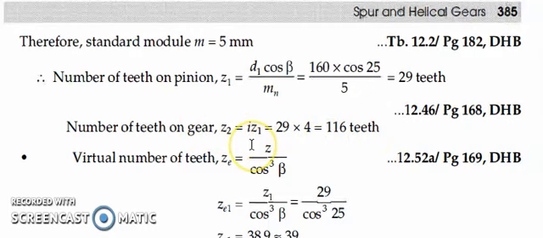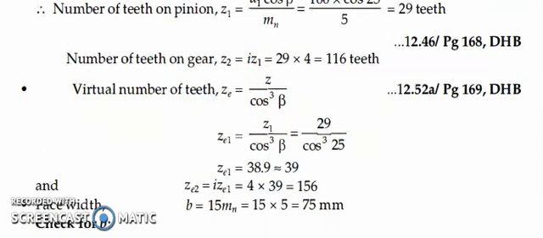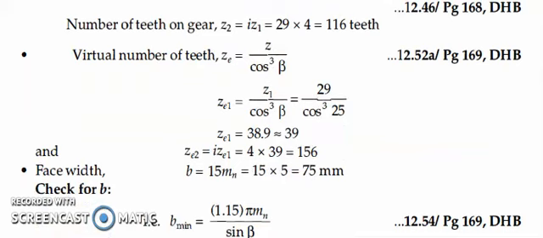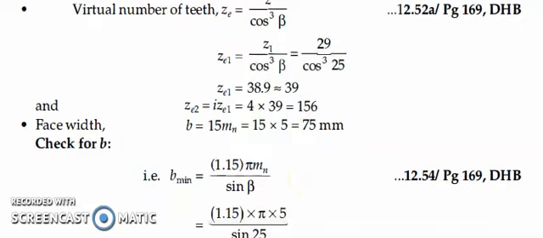Then next we can calculate ZE1 and ZE2, that is the virtual number of teeth on the pinion and the virtual number of teeth on the gear. We can easily calculate it because we have already done this method and calculation. After that we can calculate the face width using Mn, which we will get as 75 mm. Now we can check whether the calculated values are safe or not.